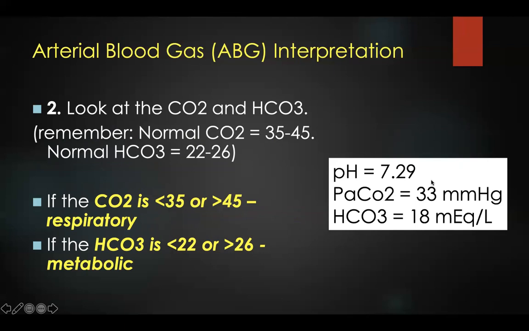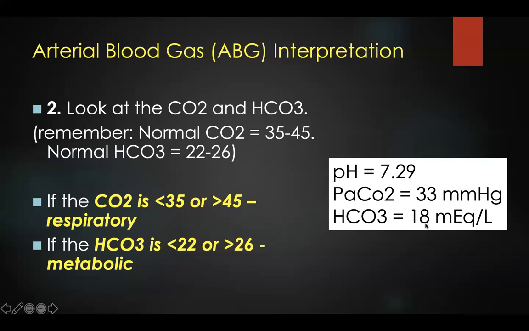Again, take an example from this one. If you have a pH of 7.29, is that alkalinic or acidic? Okay, again, this is also acidic. The PaCO2 is 35 to 45. How about the bicarbonate? The bicarbonate is 18, so bicarbonate is lower. So what type of acid-base disturbance are we dealing with here?